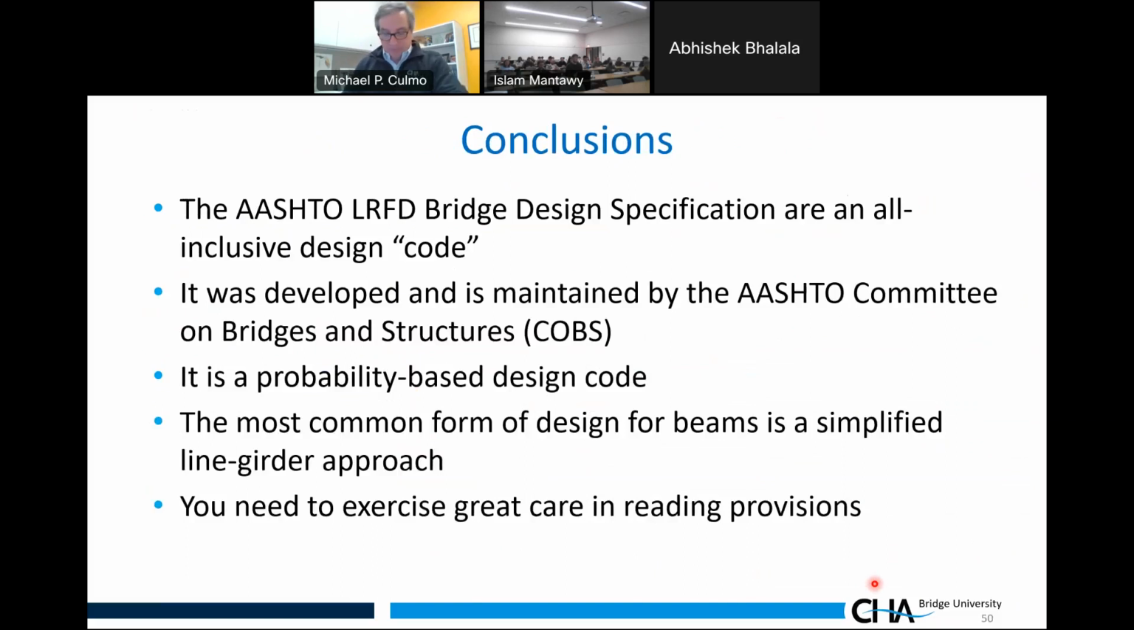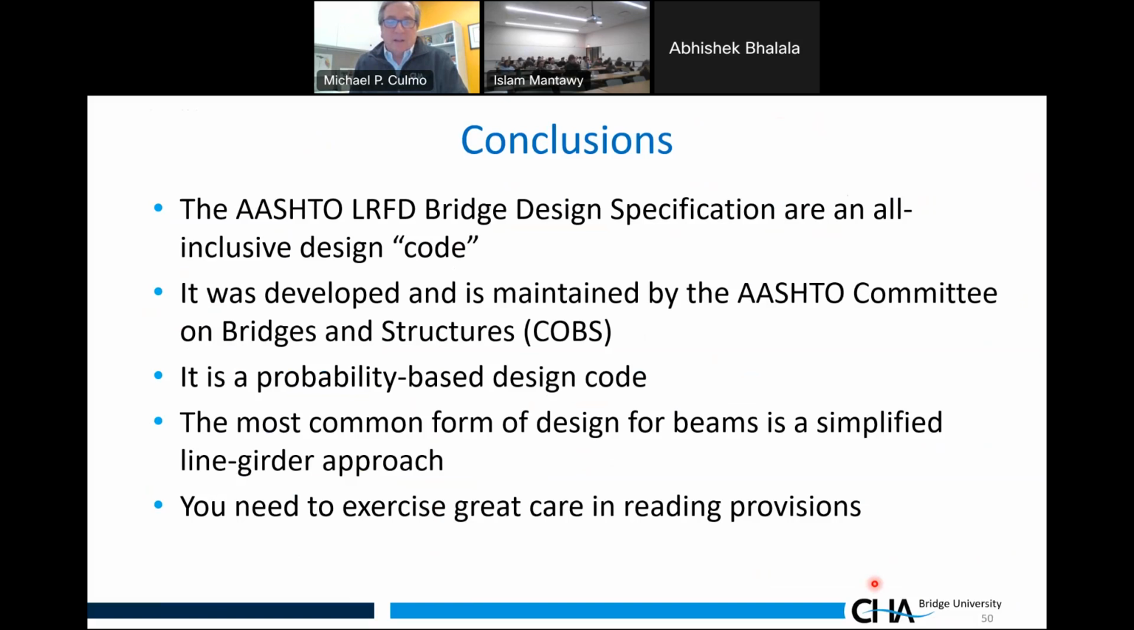So to wrap things up, we're on our last slide, and I said we'd go a little more than an hour, and we're there. The AASHTO LRFD bridge specifications are an all-inclusive design code. It was developed and maintained by the AASHTO committee. The key thing: specification and code are the same thing, and there's a committee that maintains this document. It is a modern probability-based design code, based on those beta factors with a certain probability of failure, I think it's something like 1 in 20,000. I could be completely off on that number. I'm just going from memory.